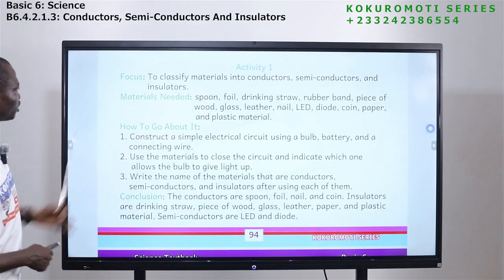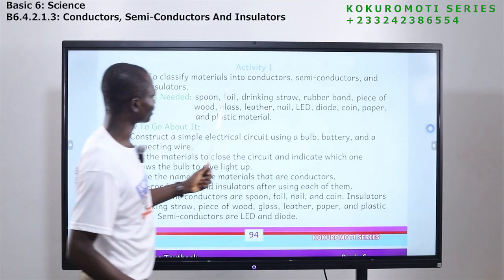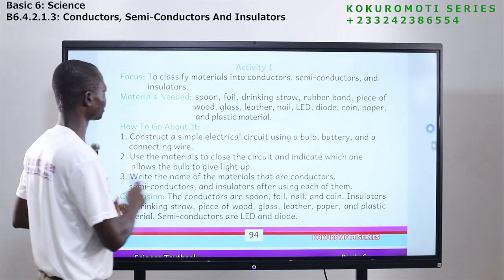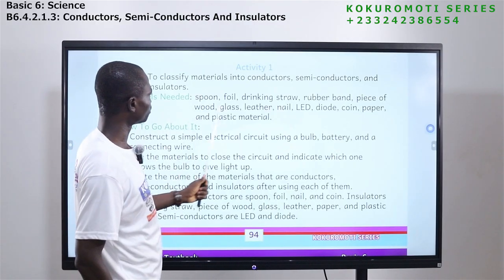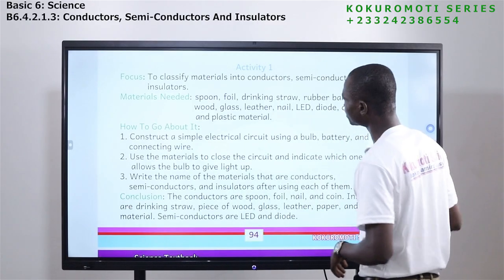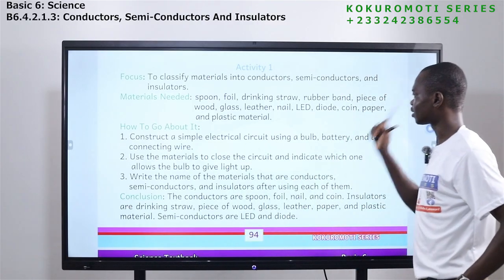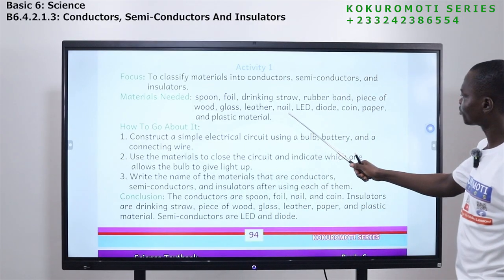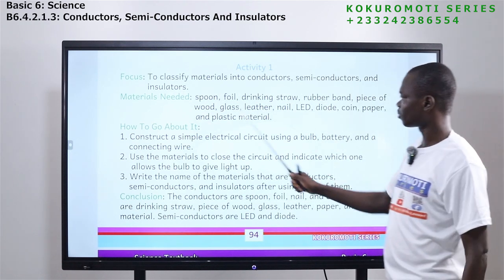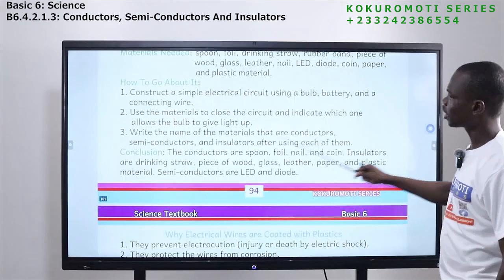Activity 1. The focus is to classify materials into conductors, semiconductors, and insulators. Materials needed: spoon, foil, drinking straw, rubber band, piece of wood, glass, leather. We have nail, lead, diode, coin, paper, and plastic material. How to go about it?